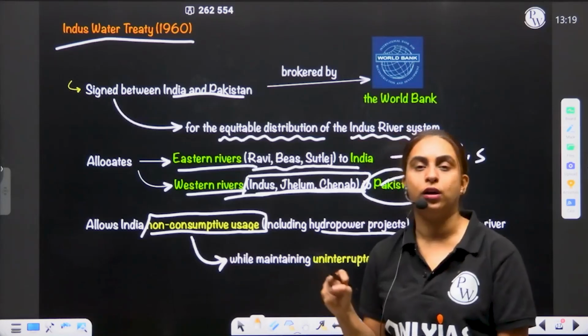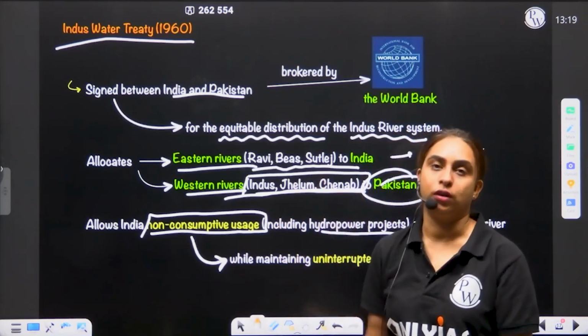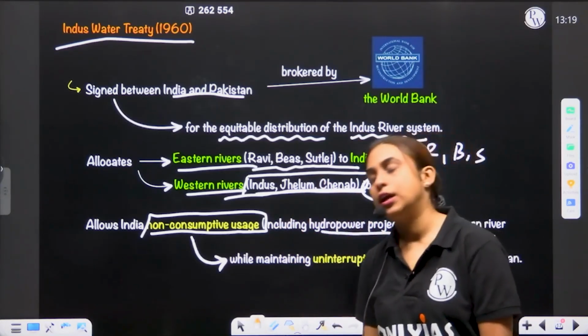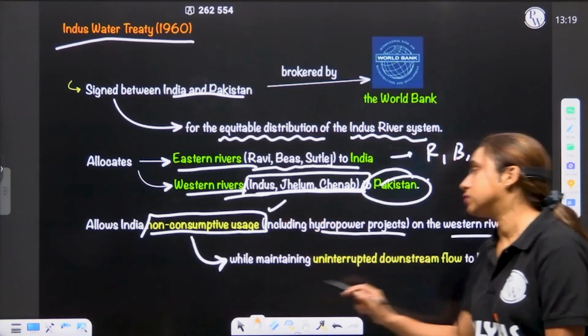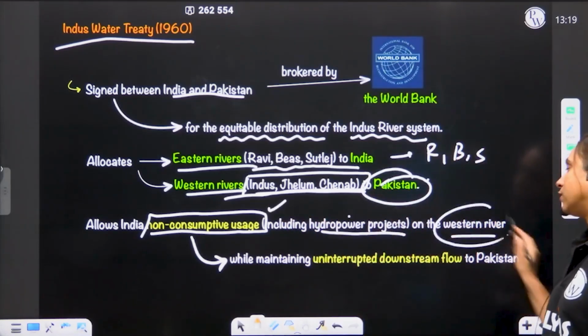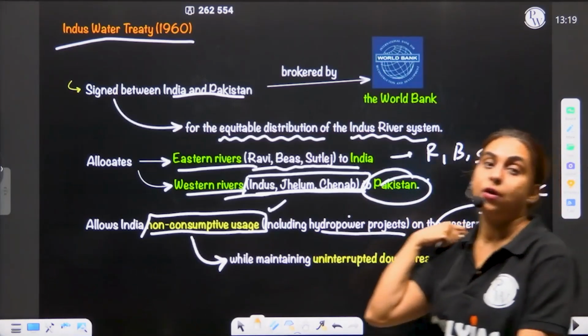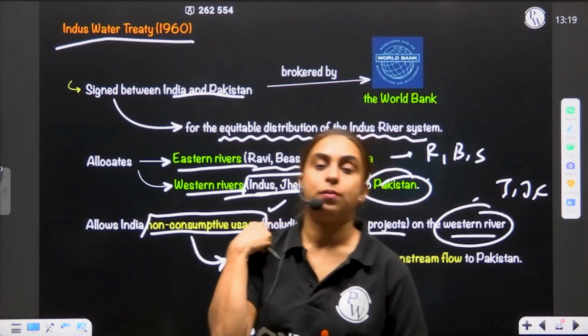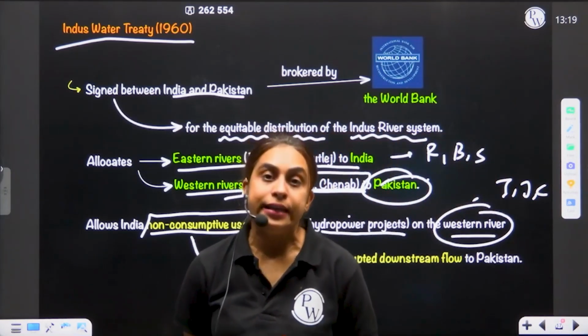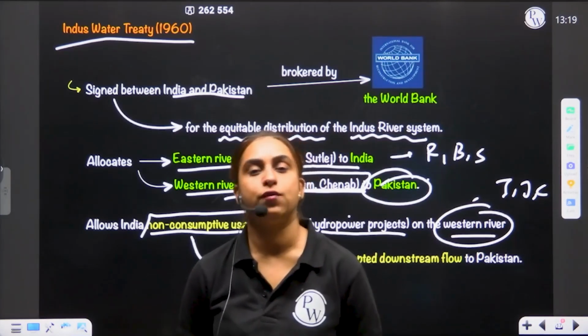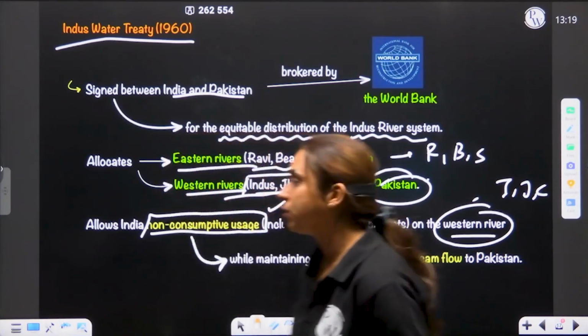We are not consuming the water, but you can utilize the energy of the water. For hydroelectric power projects, India can use it. So non-consumptive use, including the hydro power projects on the western rivers, that is Indus, Jhelum and Chenab. Therefore, this was there in news when India was trying to build a hydropower project on Jhelum River, which is a tributary of Jhelum. So this was there in news 2-3 years ago.